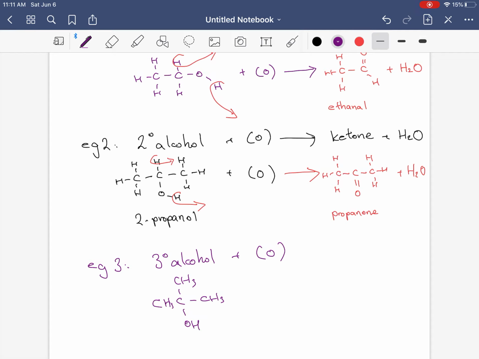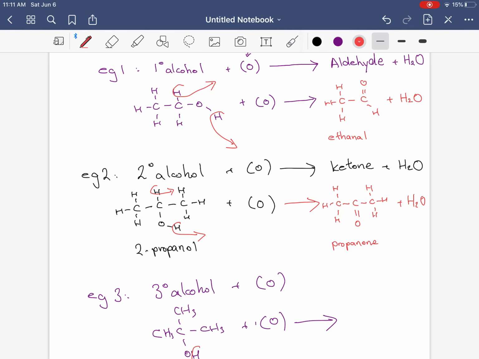Here's a tertiary alcohol, tert-butanol, or you can call it 2-methyl-2-propanol. So if you were to oxidize this with an oxidizing agent, I have a problem. This is a huge problem. This H is going to go.